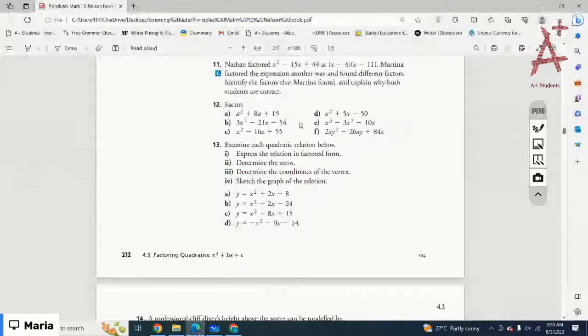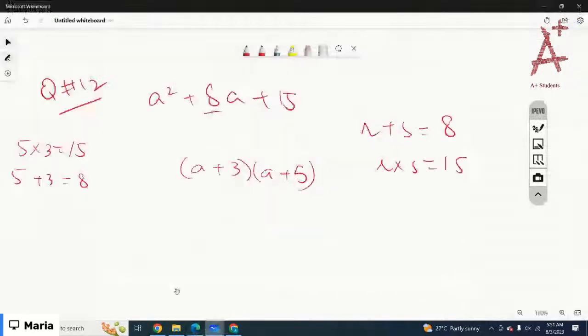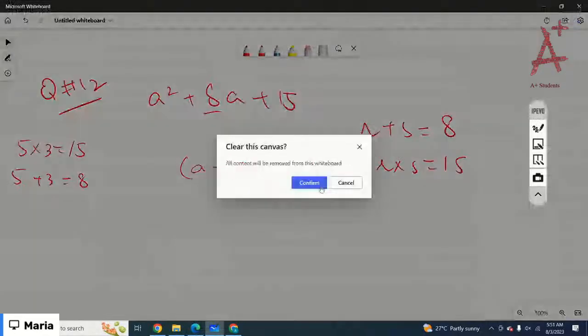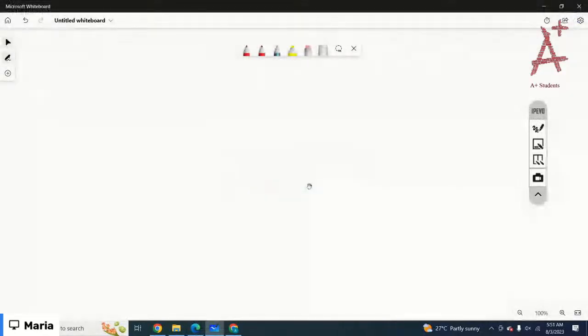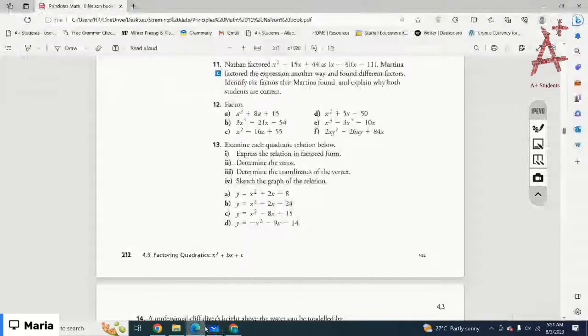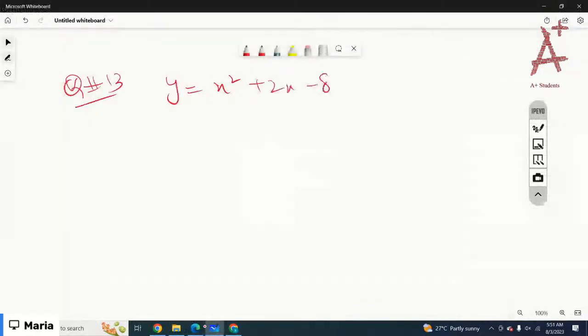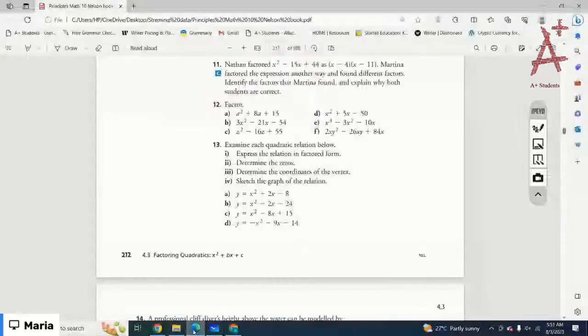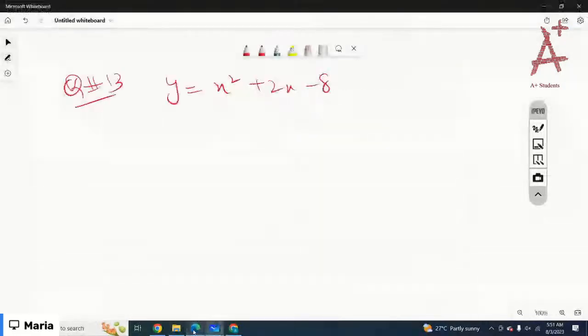y equals x squared plus 2x minus 8. So the first thing is we have to write it in factored form. Express the relation in factored form, determine the zeros, determine the coordinates of the vertex, sketch the graph. Okay, let's factor this equation.